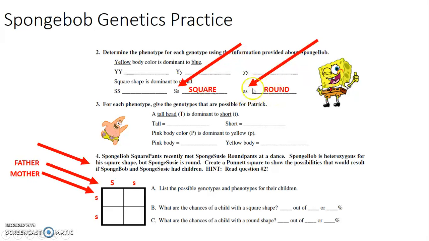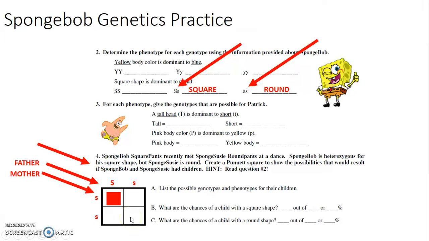Now I'm going to use this information for question number 4. And so this is about SpongeBob and Sponge Susie. And Sponge Susie is round, and SpongeBob is heterozygous for his square shape. So here is like on our previous slide, and I'm going to put SpongeBob's genotype along the top here. So I separated those alleles. And now here is Sponge Susie's alleles, her gametes. So now we're going to fill in each box here.